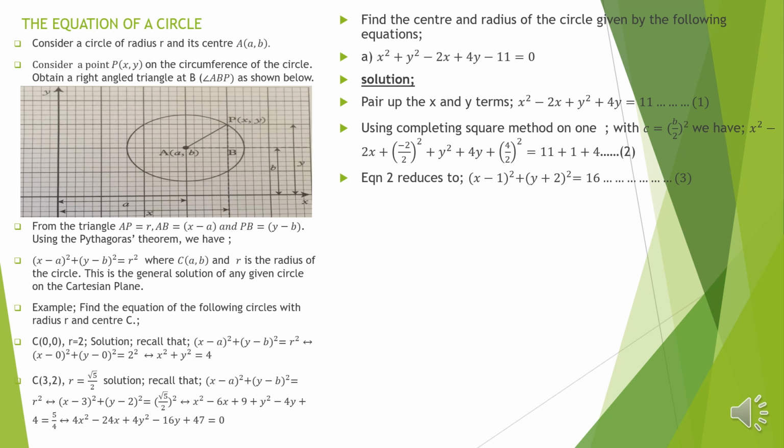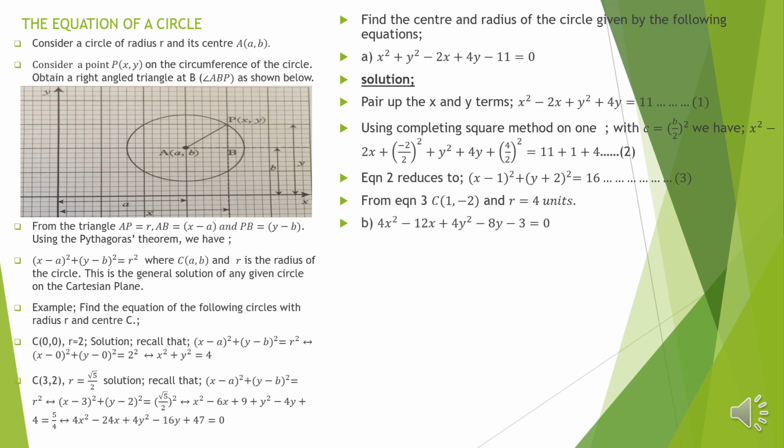Now you can imagine that this one looks exactly like the general equation of a circle. And from here, from that equation 3, we can see that the center now comes to 1, negative 2, and the radius goes to 4 units.